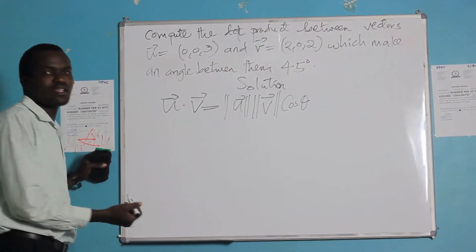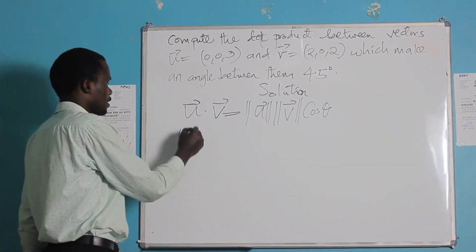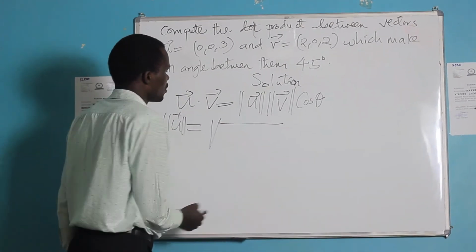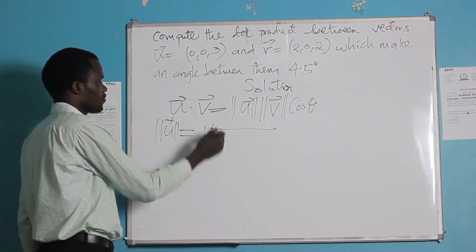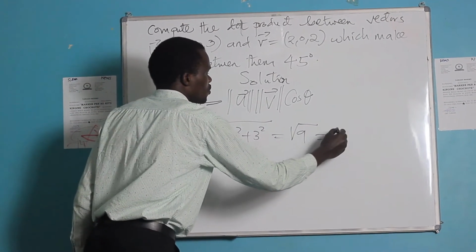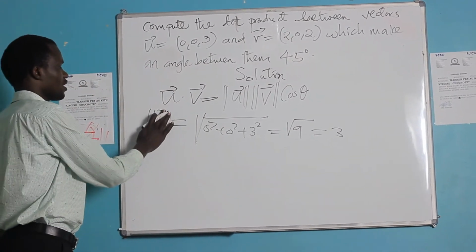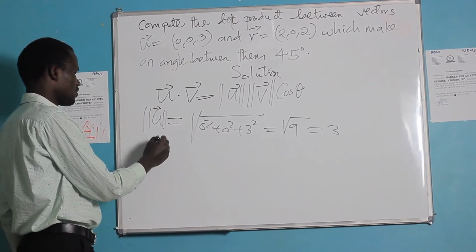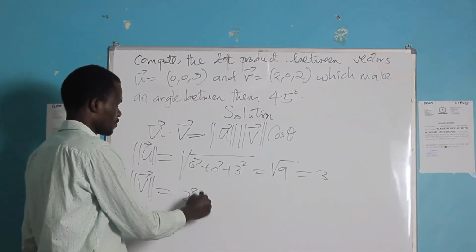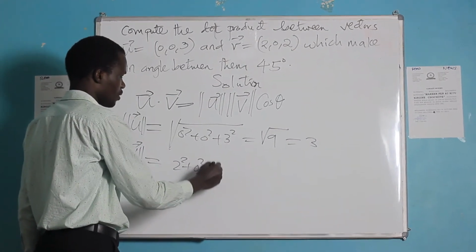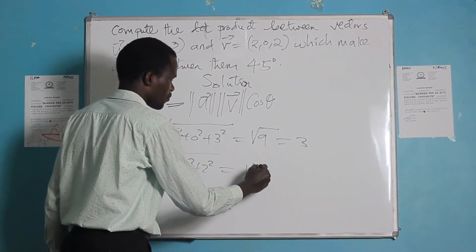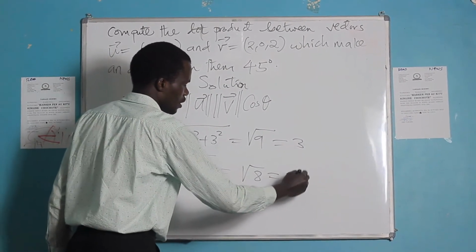Okay, we know how to find the norm of a vector. Let's find the norm of the vector u, which is the square root of the sum of the squares of the entries of u. 0 squared plus 0 squared plus 3 squared. This is equal to the square root of 9, which is equal to 3. So the norm of vector u is equal to 3. Let's see the norm of vector v. This equals the square root of the sum of the squares of the entries of the vector v. 2 squared plus 0 squared plus 2 squared. This equals the square root of 4 plus 4, the square root of 8, which is 2 times the square root of 2.